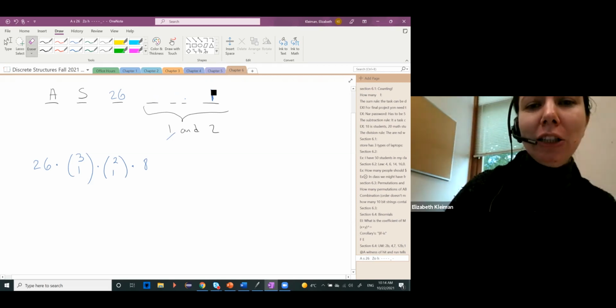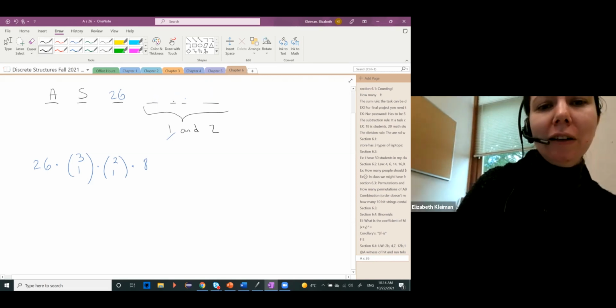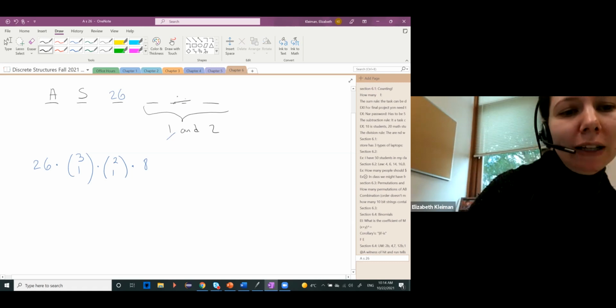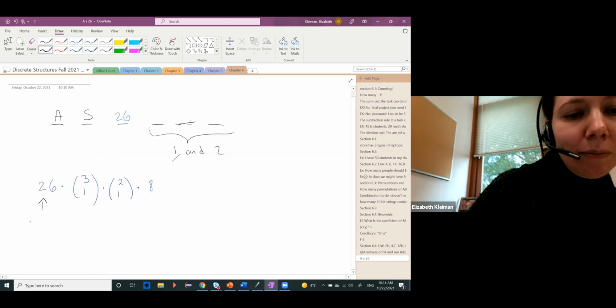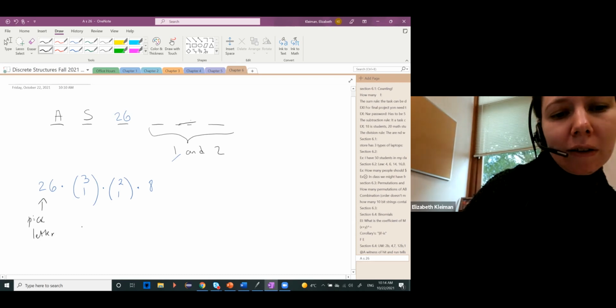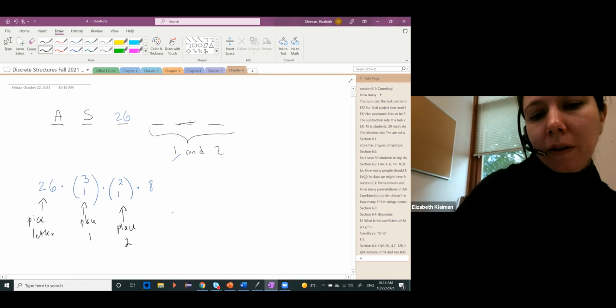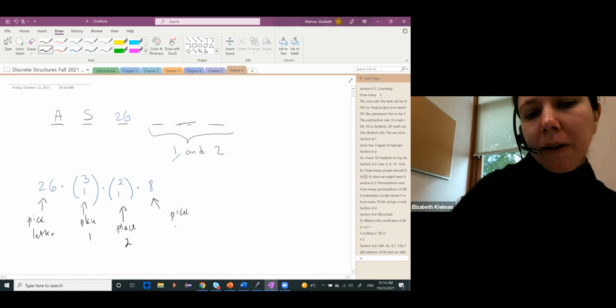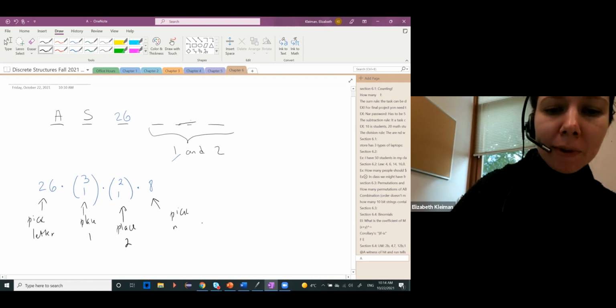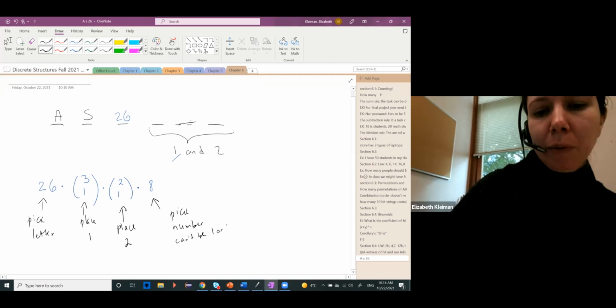But pretty much in here, what we really have is: pick letter, place 1, place 2, pick number, cannot be 1 or 2.